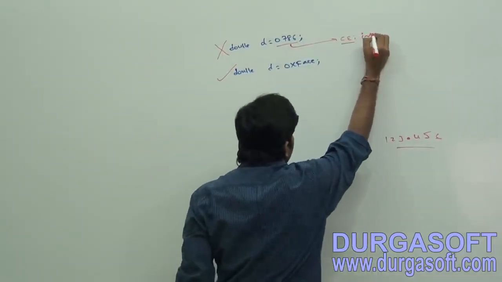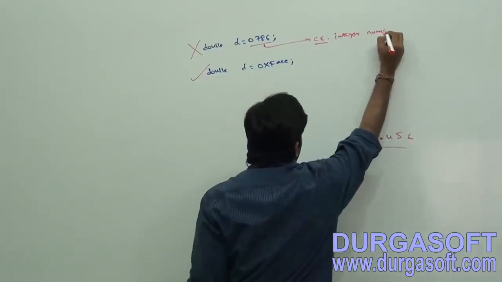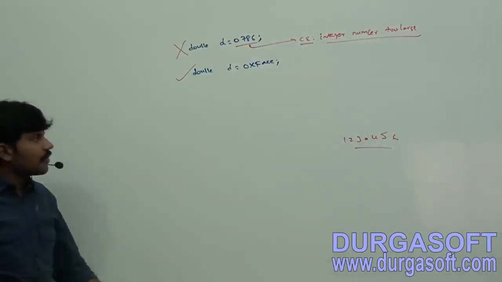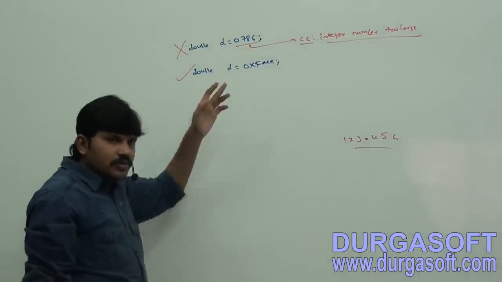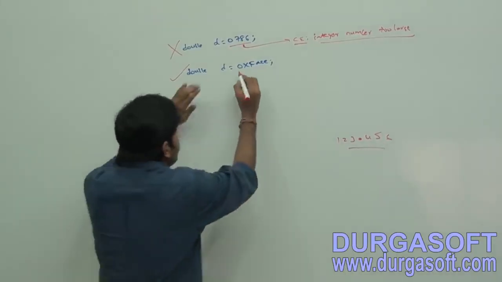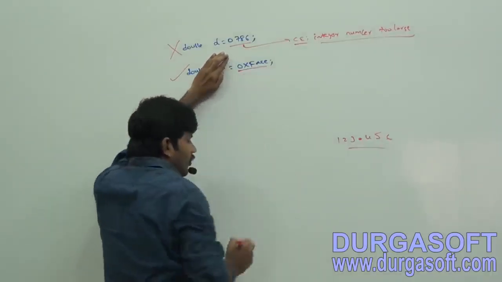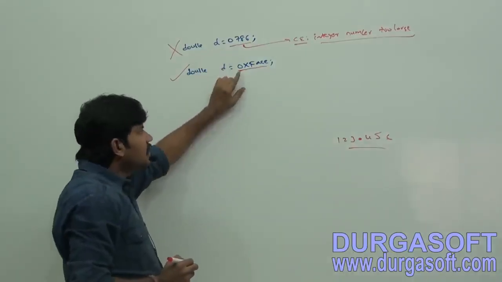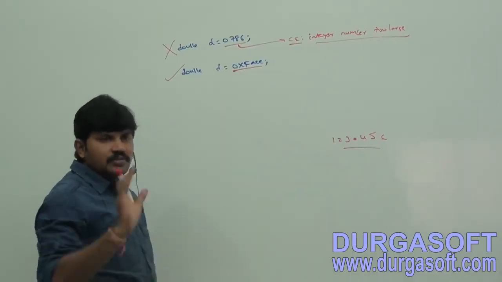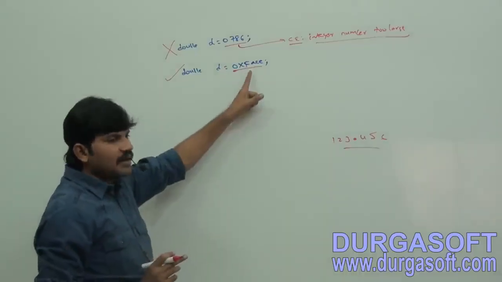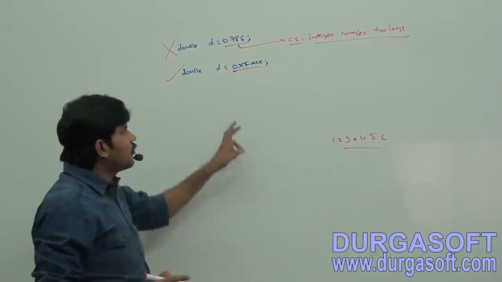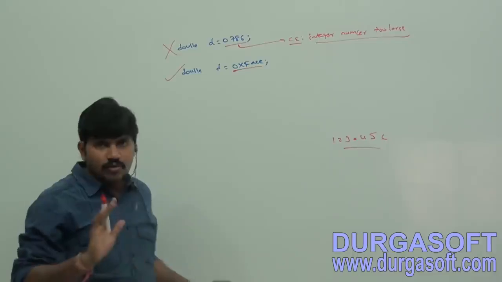Compiler saying integer number too large, like that we will get an error. Sir, double d is equal to 0xface. Is it an integral literal or floating point? Integral literal. Integral literal starting with 0x means hexadecimal. FACE is allowed. Sir, we can assign an integral literal directly to a floating point variable. That integral literal can be specified either in decimal or octal or hexadecimal, no problem at all.